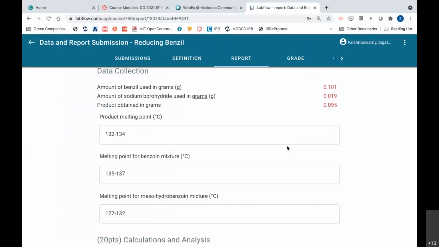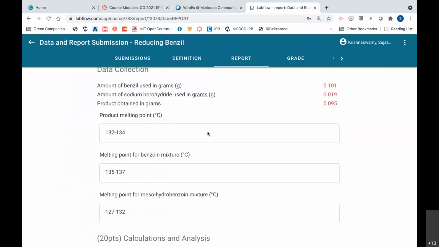Hopefully I'm not confusing you, but the product melting point is given. And this is where it gets, well, I think your lab would have been easier for you. Product melting point is 132 to 134. Melting point of the benzoin mixture is 135 to 137. Melting point for the meso-hydrobenzoin is 127 to 132.